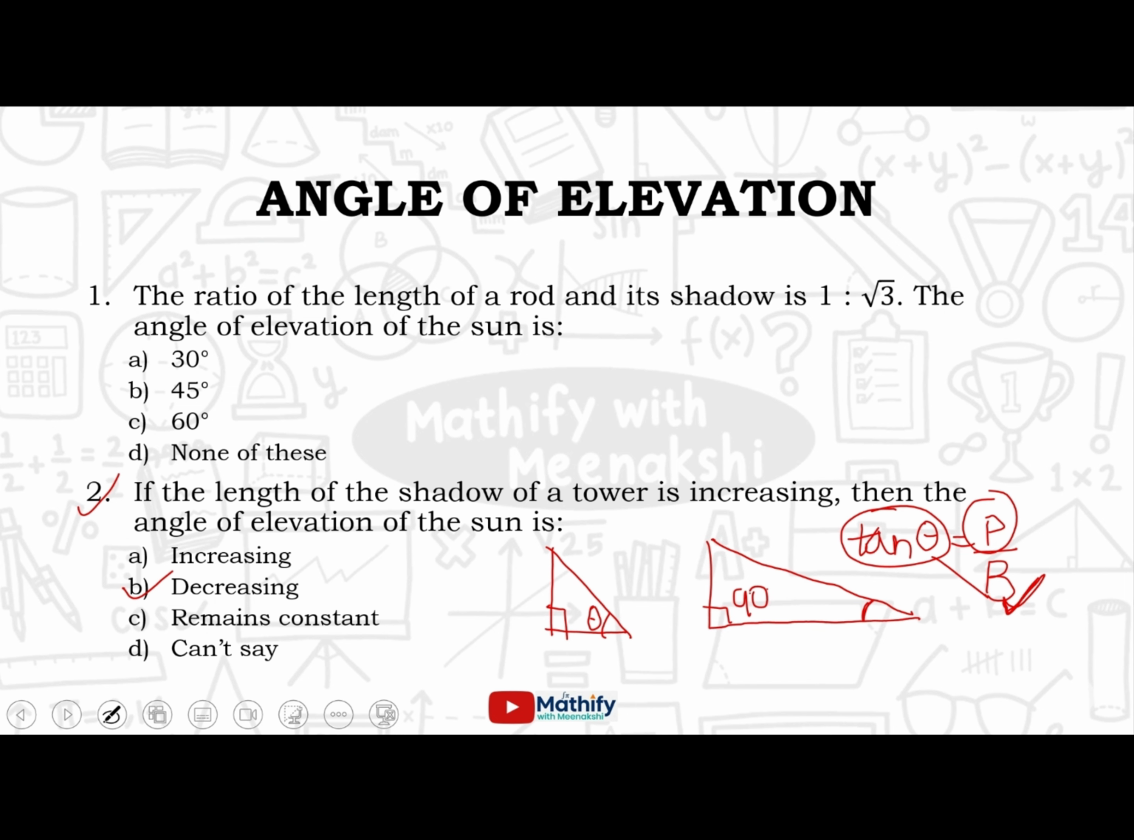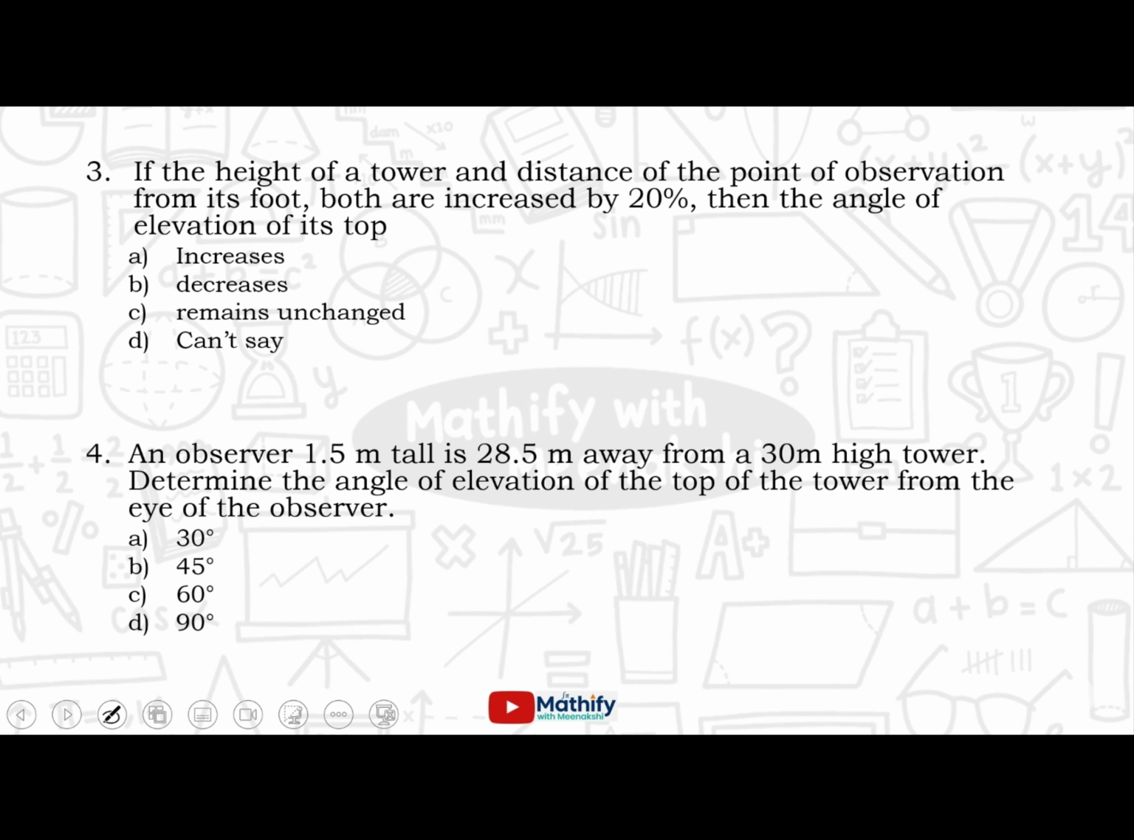Let's move to third question. If the height of a tower and the distance of the point of observation from its foot both are increased by 20%. Suppose we'll draw two cases. The height of a tower, let's say earlier it was h, and the distance of the point of observation from its foot, let's take this as d. They're saying if I increase both the things by 20%, that means it will become h plus 20% of h. You can write 0.2h, that is 1.2h.